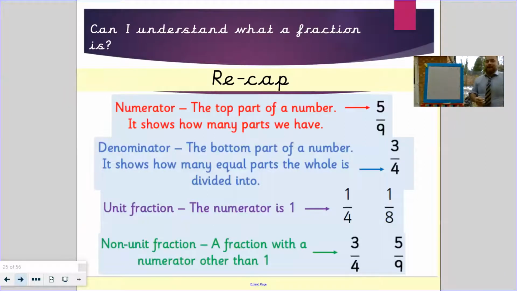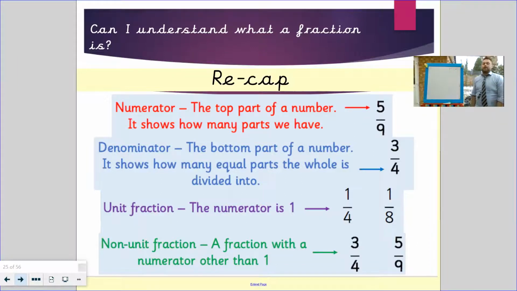So just have a recap, okay? The numerator of a fraction is the number that's at the top, and it shows you how many parts that we are specifically looking at in that whole. So for example, if you cut an orange into 4 pieces, then you said, can you show me 3 pieces? 3 segments of orange, a total of 4.